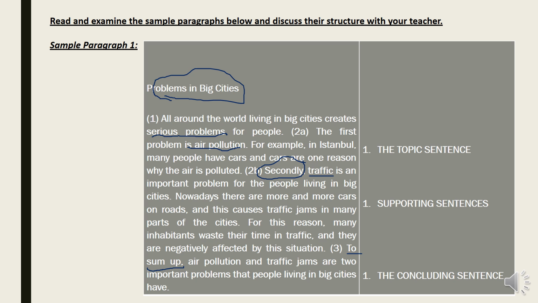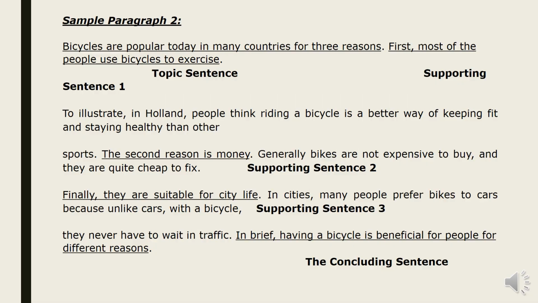So in this paragraph, we started with the title, then the topic sentence that talked about serious problems for people living in big cities. Then we started writing the supporting details or supporting sentences in which we explained two problems. And at the end, we restated the topic sentence in the concluding sentence.